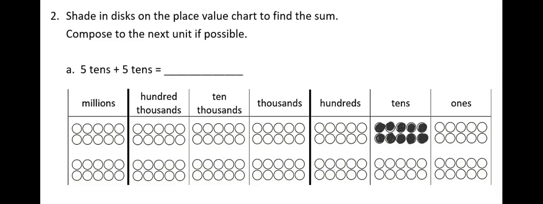Since I now have 10 discs shaded in my tens place, that tells me I need to compose these or group these and move them over into my hundreds section. To prove that I can count by tens, I have 10, 20, 30, 40, 50, 60, 70, 80, 90, 100. So I'm going to move those over into my hundreds section. That means that 5 tens plus 5 tens is the same thing as 100, which I can also write in number form or standard form.